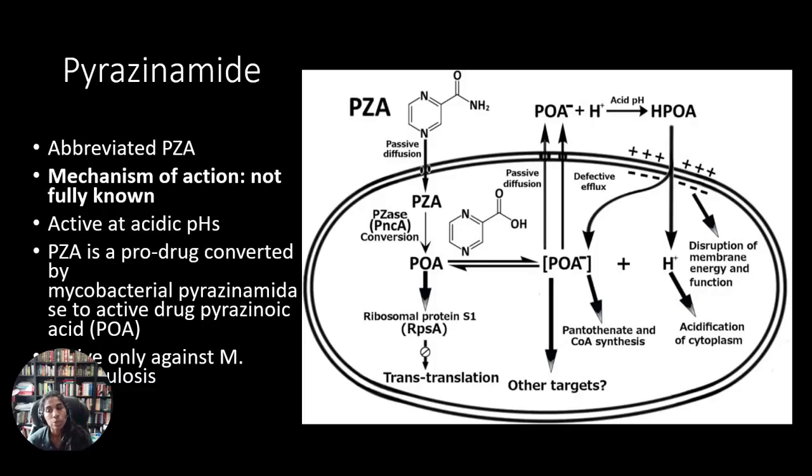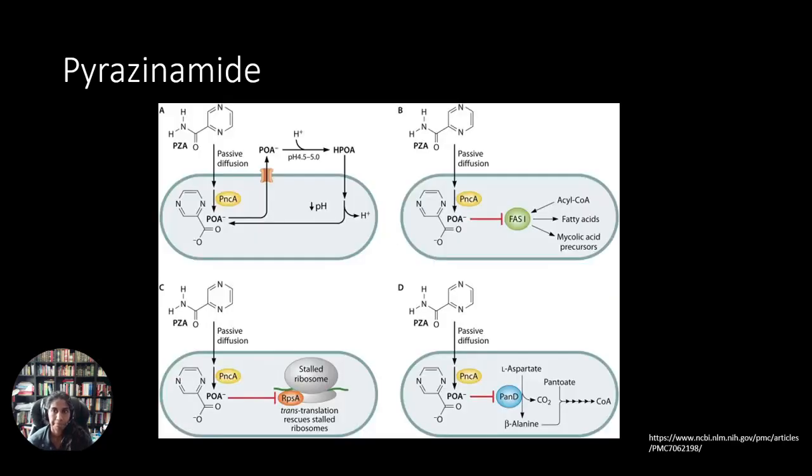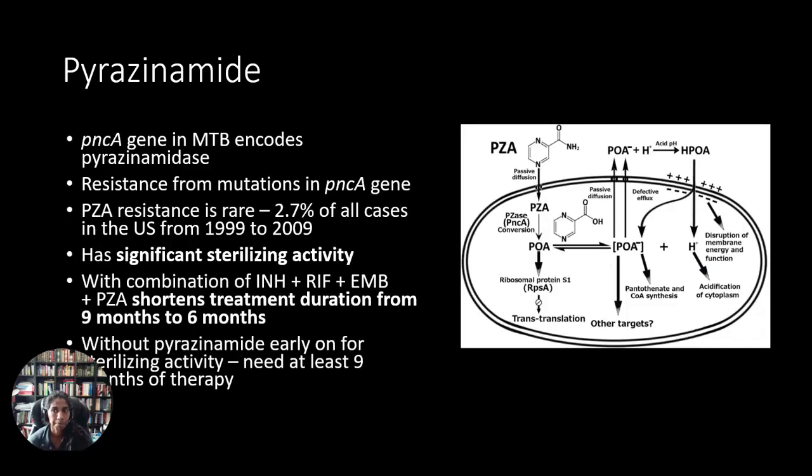Pyrazinamide is active only against Mycobacterium tuberculosis and not other non-tuberculous mycobacteria. So again, here's an example of some proposed mechanisms of action of pyrazinamide. So, important resistance pathways. The pncA gene in Mycobacterium tuberculosis encodes the pyrazinamidase that is required to convert the prodrug to the active drug. So resistance can be seen in this gene that allows the bacteria to become resistant to pyrazinamide. However, pyrazinamide resistance is quite rare.